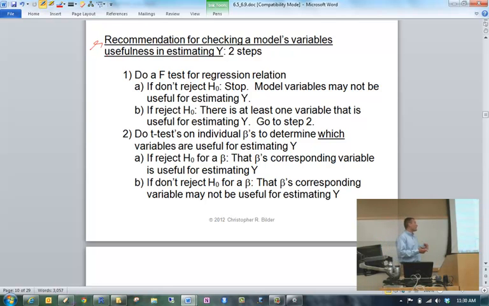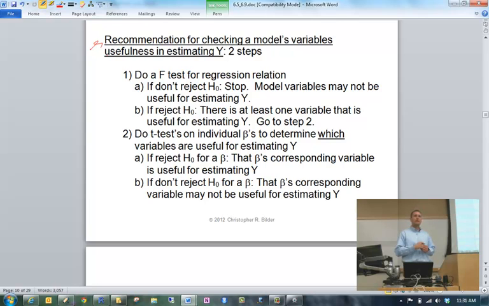First of all, simply do an overall F-test. If you don't reject H0, then stop. There's not sufficient evidence to indicate that any of your variables are important. If, however, you end up rejecting H0, now figure out which variables are important. Go to step 2, do individual t-tests.